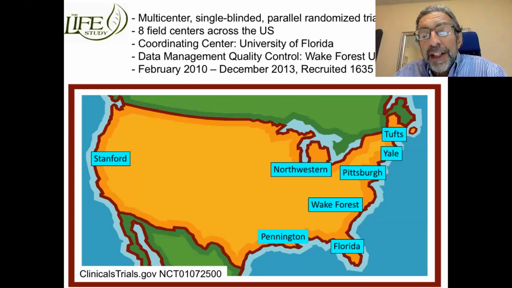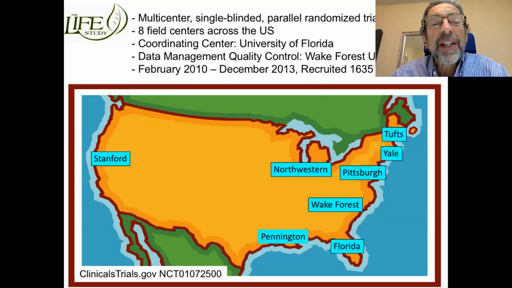This study was first done as a pilot study that was successful, and then was finally funded to be a large multi-center study. So there were 8 field centers across the US. You can see them here, starting from the left with Stanford, Pennington, at Louisiana State University, University of Florida, Wake Forest, Northwestern University, University of Pittsburgh, Yale, and Tufts in Boston. So a wide variety of institutions across the country. The coordinating center was at the University of Florida.